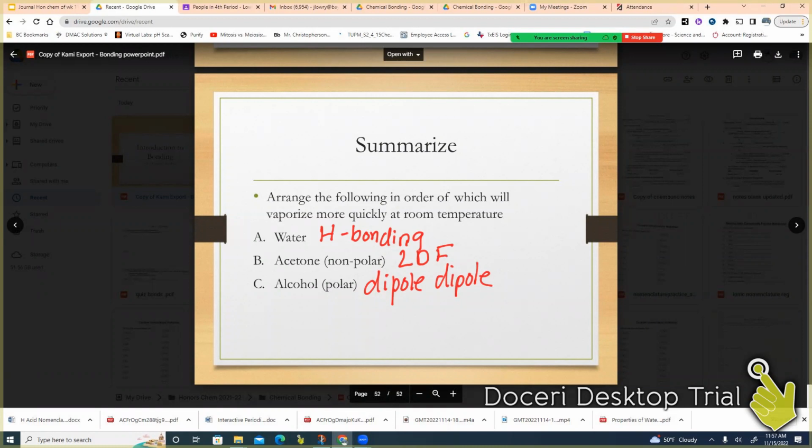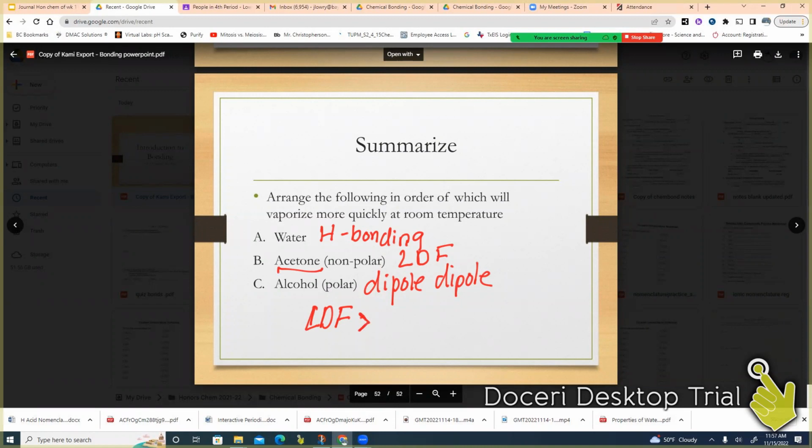So we're going to arrange the following in order of which will vaporize more quickly at room temperature. So which of those three do you think is going to vaporize the quickest? Which one of those three bonds is the weakest? The LD, London dispersion forces. So that's going to be our weakest. So that would make acetone evaporate first. Acetone is kind of like fingernail polish remover, and if you spill it, it will evaporate.